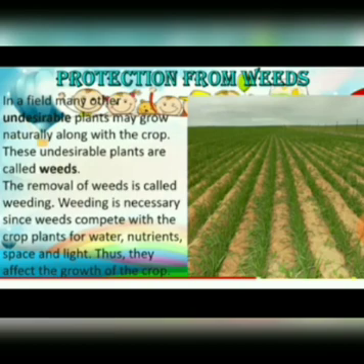Weeding is necessary since weeds compete with the crop plants for water, nutrients, space, and light. So, what do weeds do? They compete for the minerals, water, and nutrients with the other crop plants, and thus they affect the growth of the crop. So, it is necessary to remove these weeds.